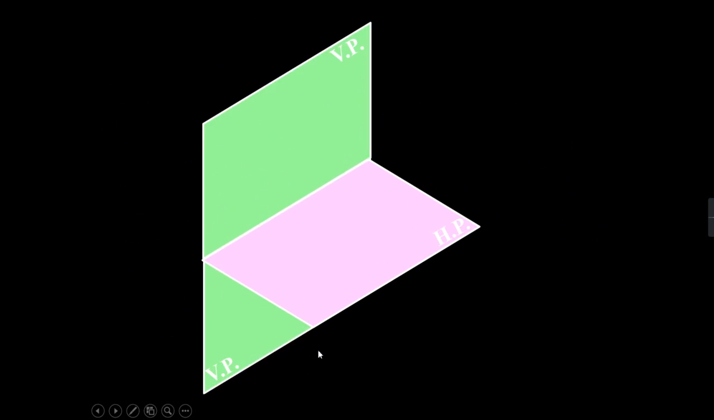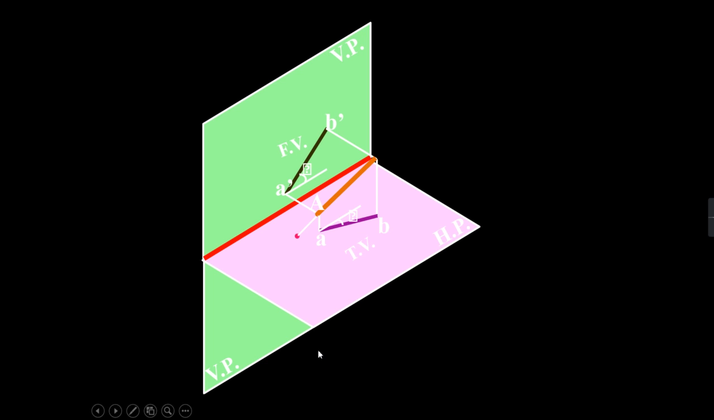So here you can see in the diagram, this is a horizontal plane and this is a vertical plane. This is a reference line. This is a line AB. I am drawing the front view of the line AB as A dash B dash, that we have already seen, and this is your vertical plane. This is your top view, right? So when I extend the line, it is cutting the horizontal plane at some point. So this is your horizontal trace of the line AB.